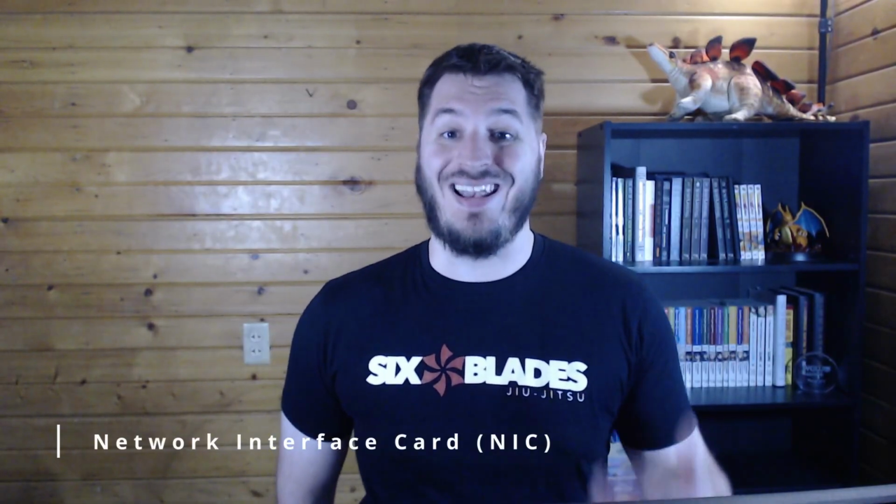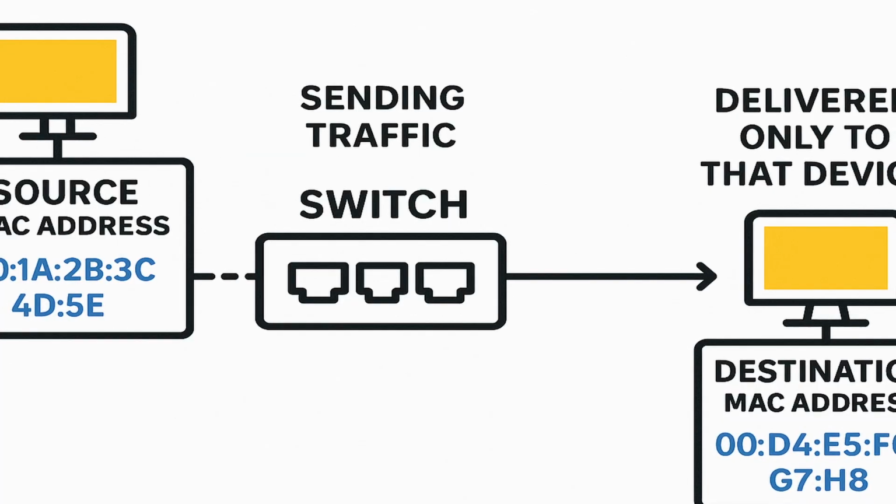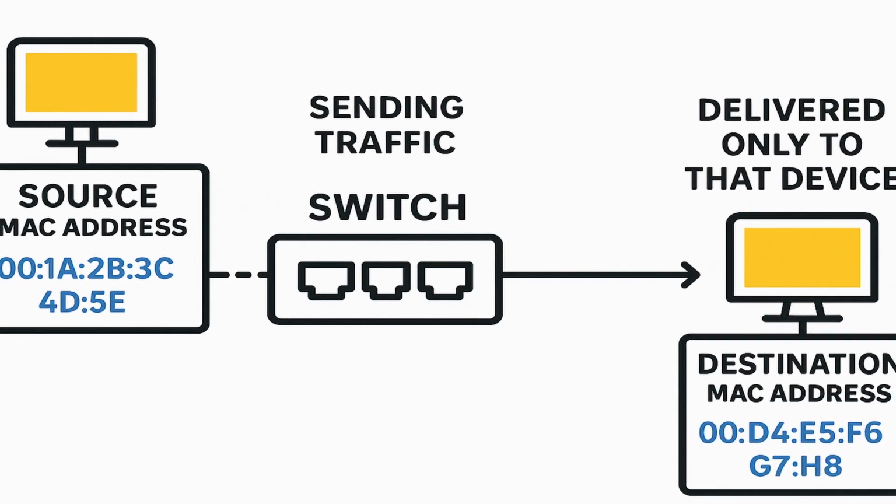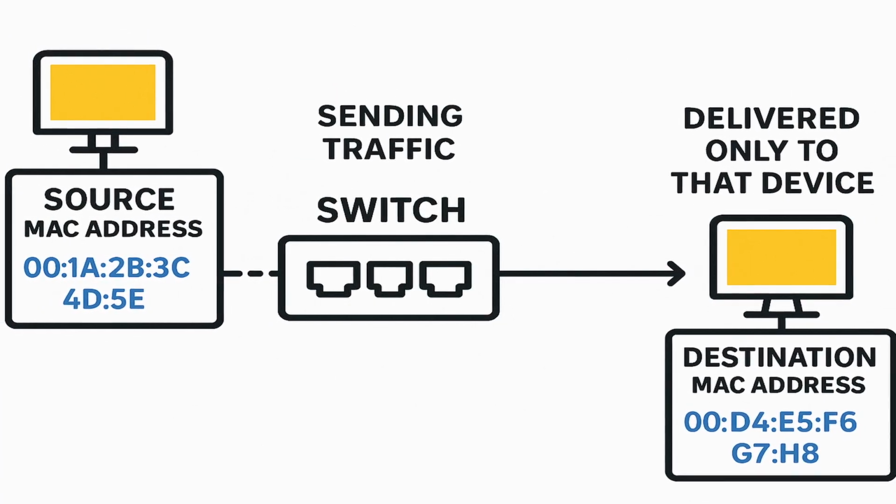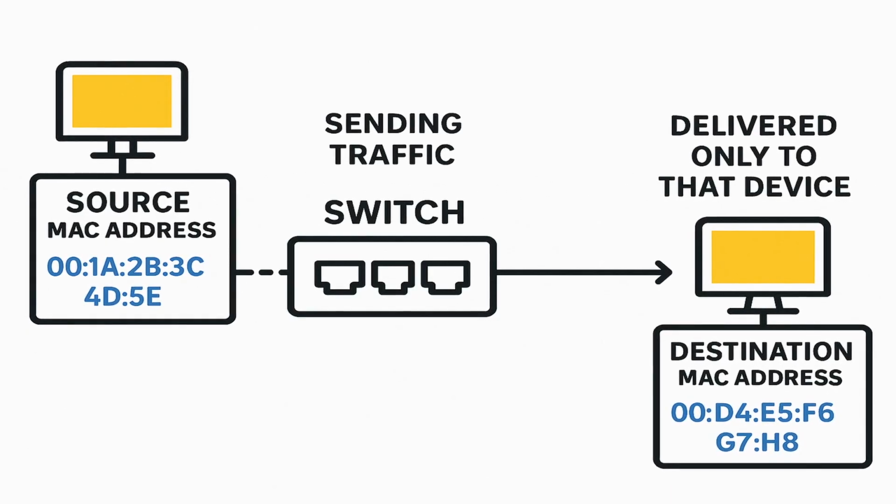MAC addresses are physical addresses that are burned into the device's network interface card, or NIC, and are unique to every device. When a device sends data, the switch reads the destination MAC address and sends the data only to the correct port associated with that MAC address, and not to every device on the network like a hub would. This makes communication faster, more efficient, and more secure.